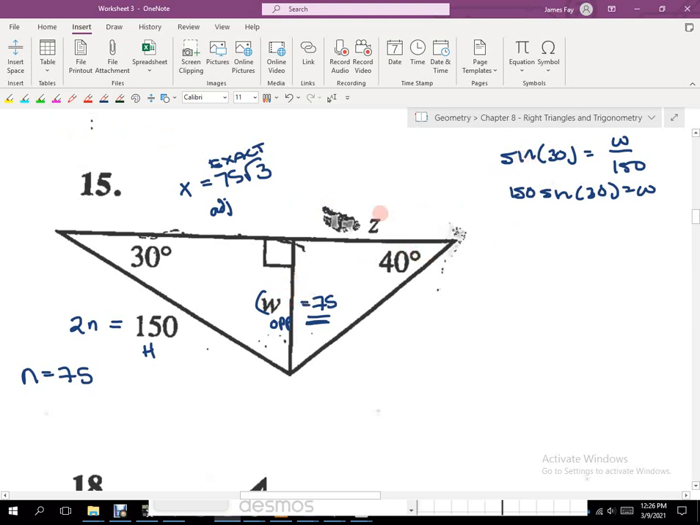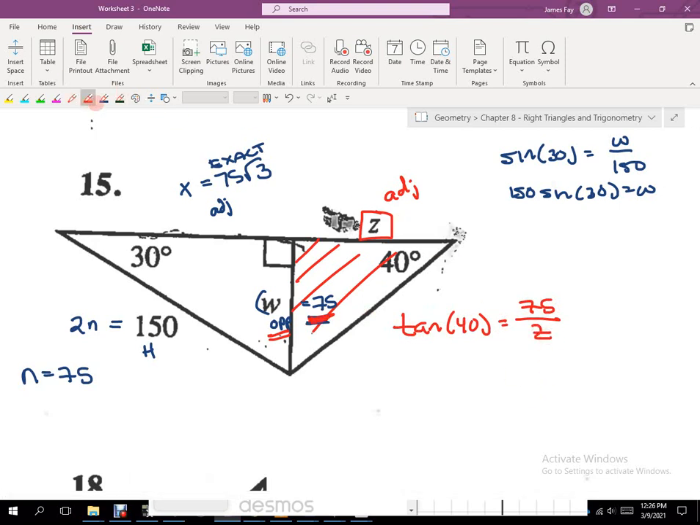So now I want to find z. Okay, so now I'm in this triangle here on the right, correct? What side is z to the 40 degrees? Adjacent. And now I know 75. 75 is what side? Opposite. Okay, it's still opposite 40. So what trig ratio uses opposite and adjacent? Tangent. So I'll say tangent of 40 is equal to opposite 75 over adjacent z.